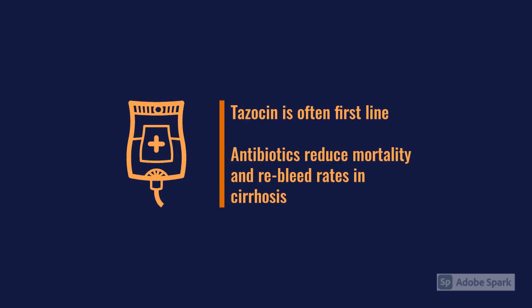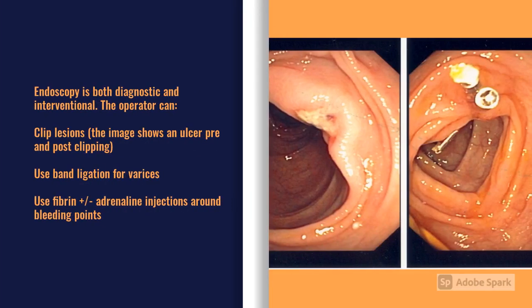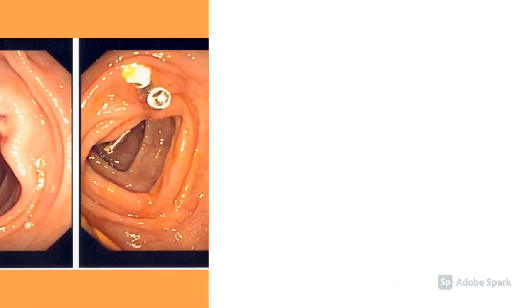But the mainstay of interventional management is an endoscopy. Endoscopies are both diagnostic and interventional, which is great for the patient. So the operator can visualise a bleeding point. They might be able to clip certain lesions. If it's an ulcer or something like that, they can use band ligation, where you inject things into varices, so something like fibrin or adrenaline, and these just prevent the bleeding points from bleeding, essentially. So have a chat with your gastroenterologist of the day and get them on the bleeding list if you're concerned.